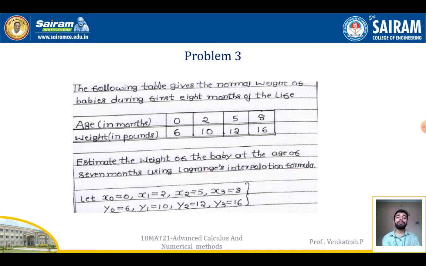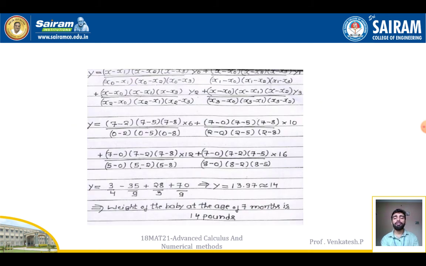So here we have to estimate the weight. So in the sense, we have to choose weight as y and age as x values. So given x0 is equal to 0, x1 is 2, x2 is 5, x3 is 8, y0 is 6, y1 is 10, y2 is 12, y3 is 16. So now take the formula till x3 and y3. So I'm taking the formula like this.